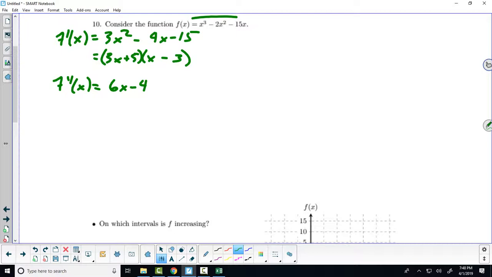Now I'm going to identify the critical numbers of f prime. The critical numbers of f prime are at x equals negative 5/3 and at x equals 3. And let's identify the critical numbers of f double prime, where here I'm thinking of f double prime as the derivative of the first derivative. That would be at x equals 2/3.